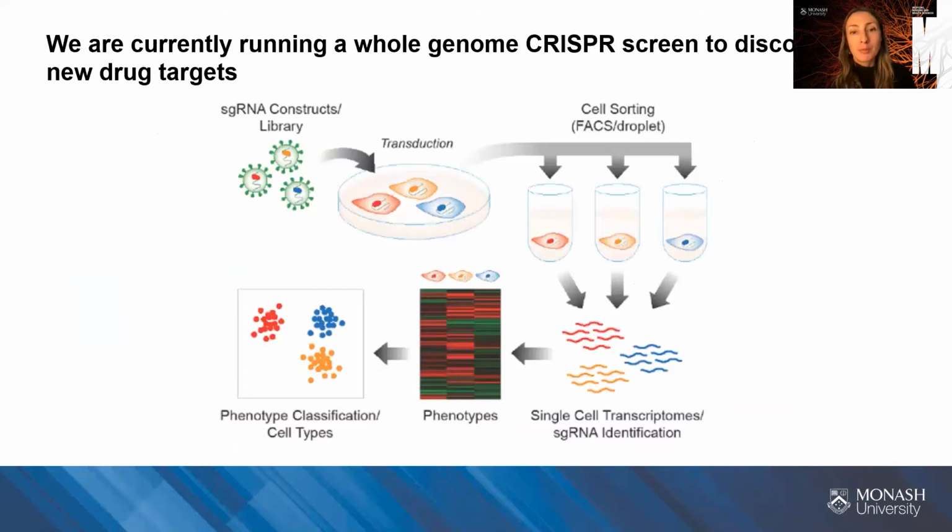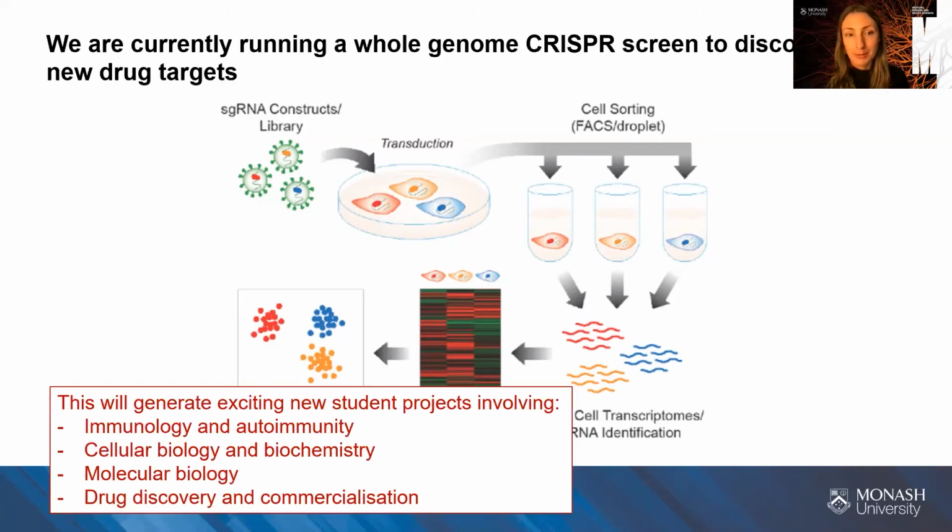So what we're doing at the moment to try and find new targets is we're currently running a whole genome CRISPR screen to discover new drug targets. This is where we're taking individual cells, knocking out individual genes within those cells and looking for the effect that we want to create with a new drug. And this is going to generate a very large number of exciting new student projects that will cover autoimmunity and immunology at the levels of cellular biology, biochemistry, and molecular biology, and importantly, with a drug discovery and commercialization focus.